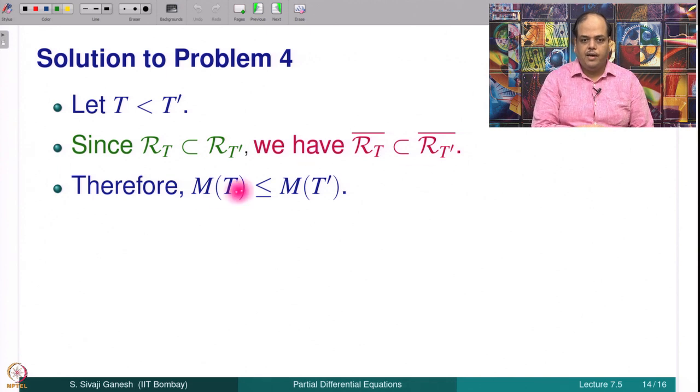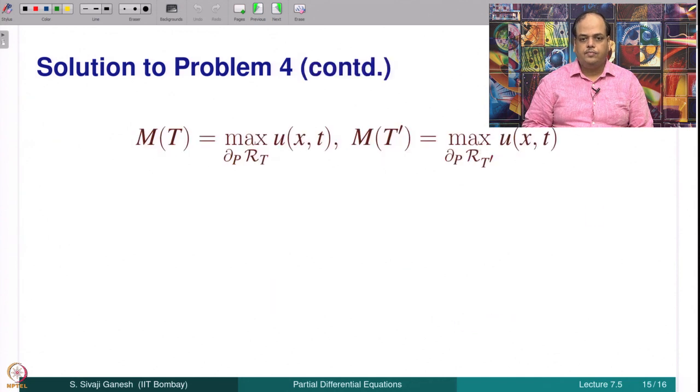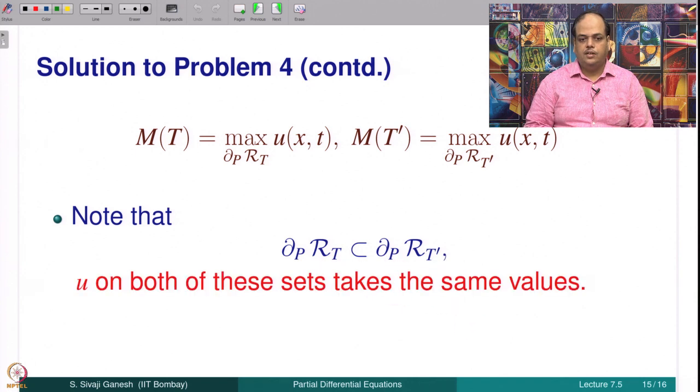M of t, after all, is the maximum of u on a smaller set. M of t dash is the maximum on a bigger set. Therefore, this holds. So, by the maximum principle, what is m of t? It is the maximum of u on the parabolic boundary of R_t. Similarly, m of t dash is the maximum value of u on the parabolic boundary of R_t dash. The parabolic boundary of R_t is a subset of the parabolic boundary of R_t dash. U on both these sets takes the same values.